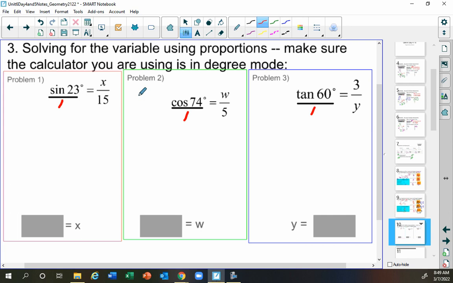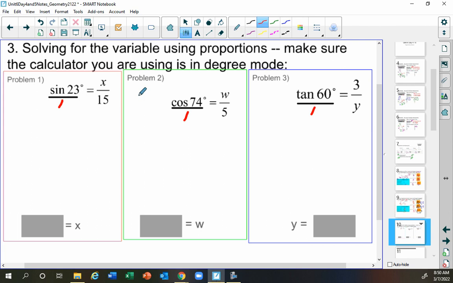So what you're going to do on your calculator. So for the first one, the sine of 23. On your calculator, see where the number 0 is on the bottom? You're going to count up: 1, 2, 3, 4, 5 keys up. You'll see the word SIN for sine. Touch that button first.